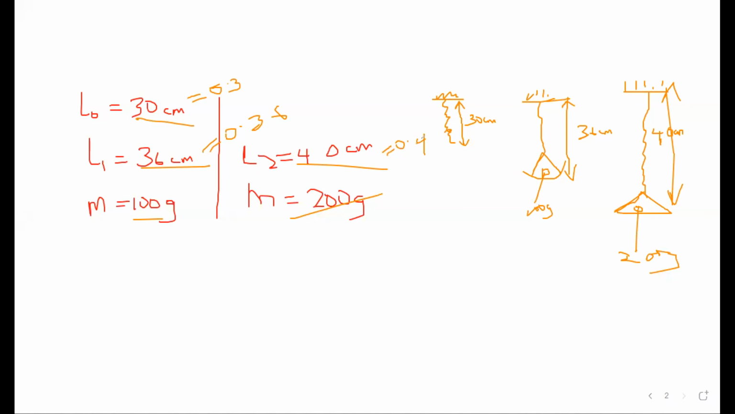Martha, we are just changing these things. We have read the question, and what we are doing now is changing to the SI units such that we start working out. We have not yet started doing anything much. So the only thing you have to do is convert this to meters and then to kilograms, then you follow up.